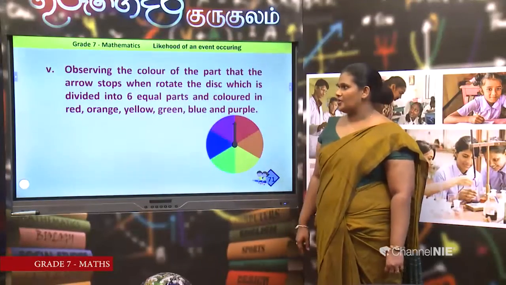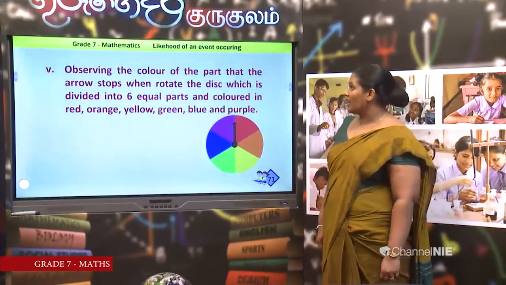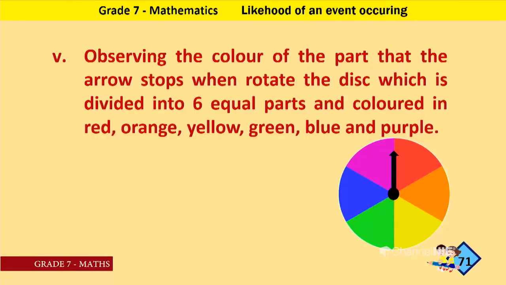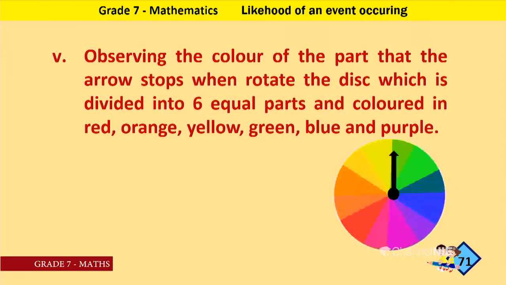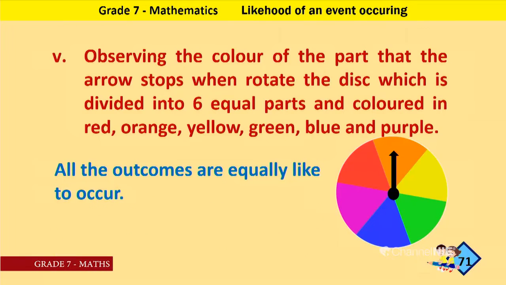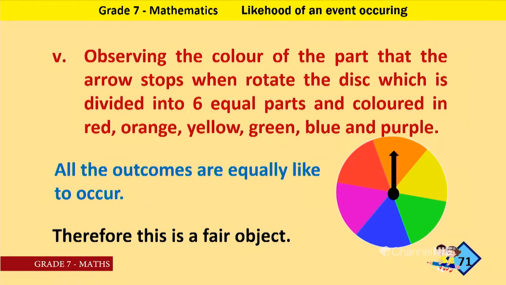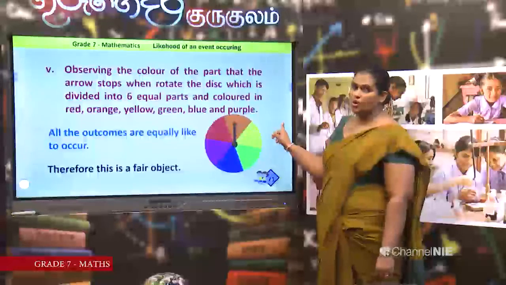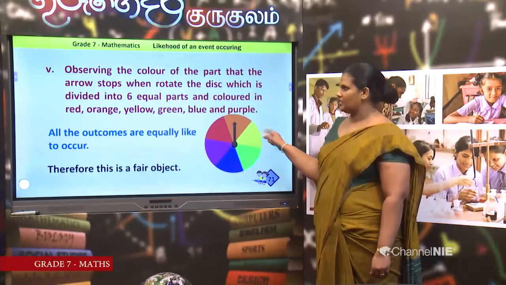Right. The next experiment, observing the color of the part that the arrow stops at when we rotate the disc, which is divided into 6 equal parts and colored in red, orange, yellow, green, blue and purple. Here we are going to spin this wheel and we might obtain red, orange, yellow, green, blue or purple. Right. All the outcomes are equally likely to occur. Therefore, we can say this is a fair object or else an unbiased object.